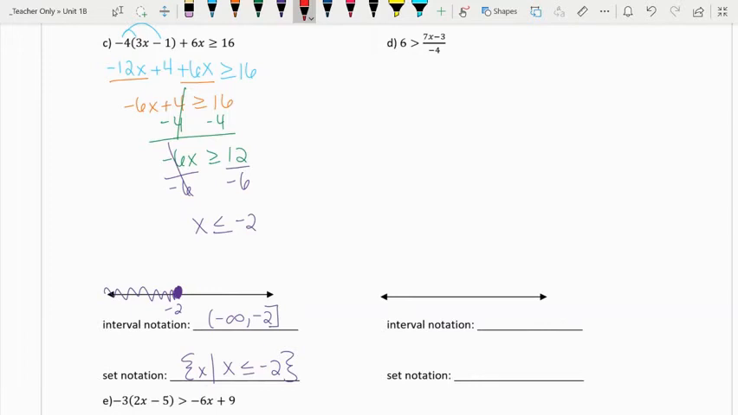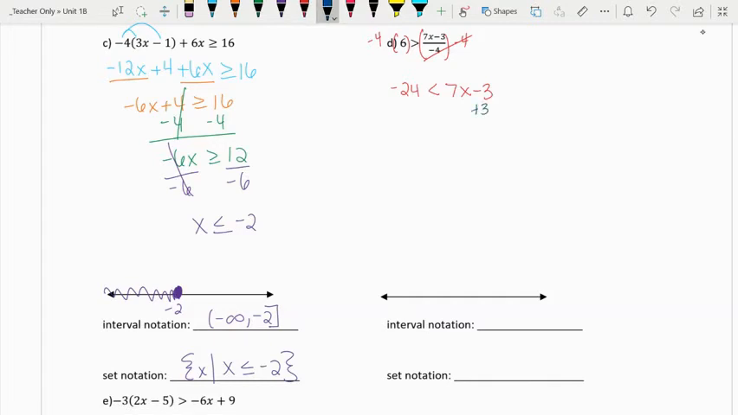Letter D, I would first start by multiplying by -4. Remember, when you multiply by -4 on the right, it cancels it. So you are not multiplying the numerator as well. All it does is cancel the -4 in the denominator. So we're left with -24 is less than 7x minus 3. Notice how I switched my inequality because I just multiplied both sides by a negative.